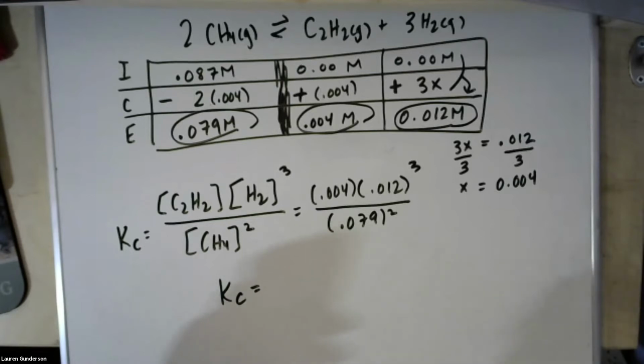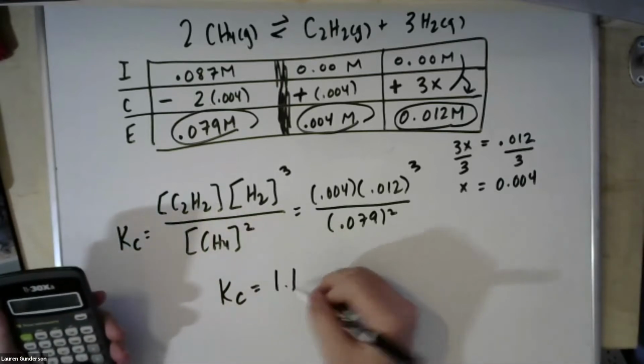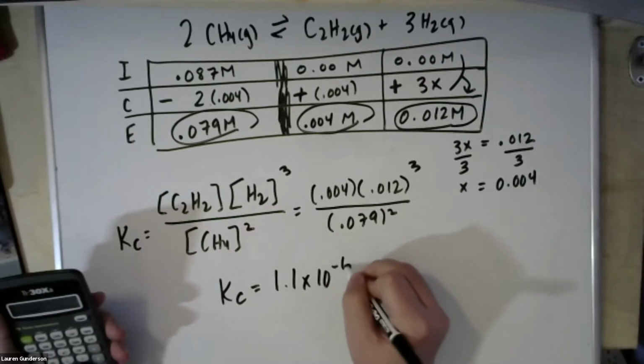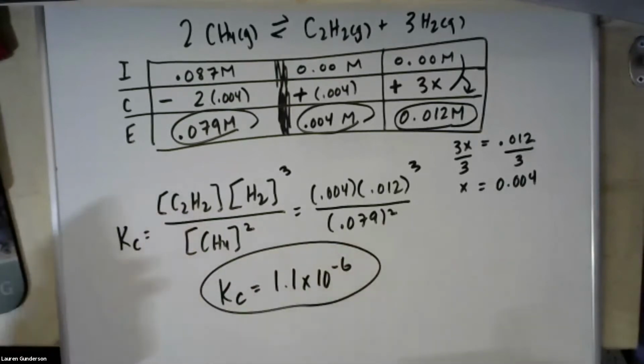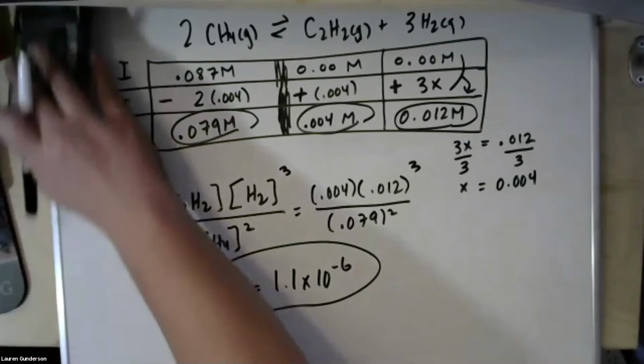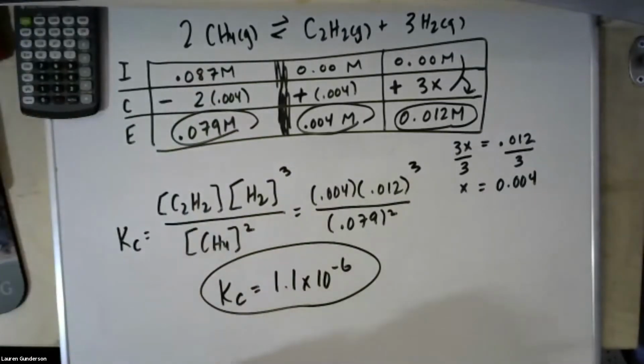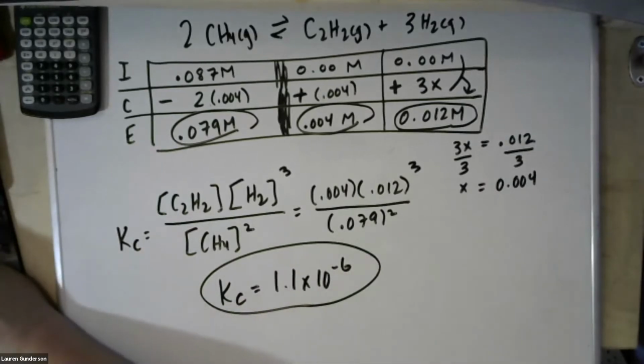And we get a very small value, 1.1 times 10 to the negative 6. Okay, so whatever that temperature was, it decreased our Kc value by a lot. All right, let's look at our next question.